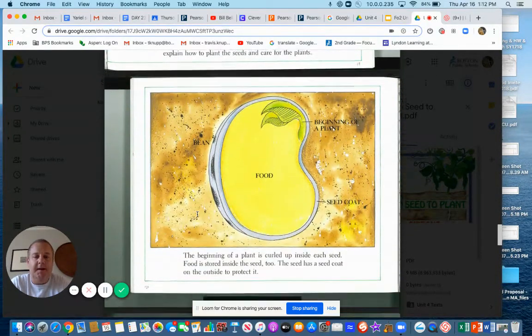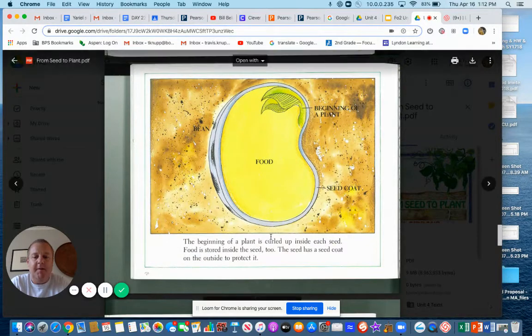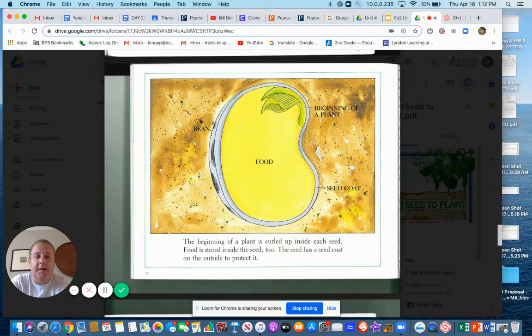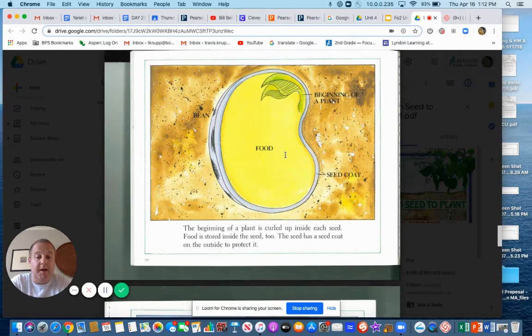This is a seed. This is a close-up of a seed. The beginning of a plant is curled up inside each seed. Food is stored inside the seed too. The seed has a seed coat on the outside to protect it. This is a bean, and you can see this is the seed coat. See the black spots on the white bean? You may have seen that if you ever soak your beans before you cook your beans at home. It's kind of what they look like, a big bag of these. They're hard. The seed coat is hard. Why? For protection.